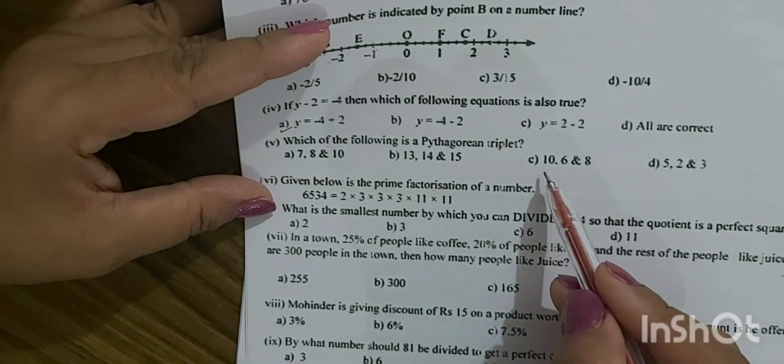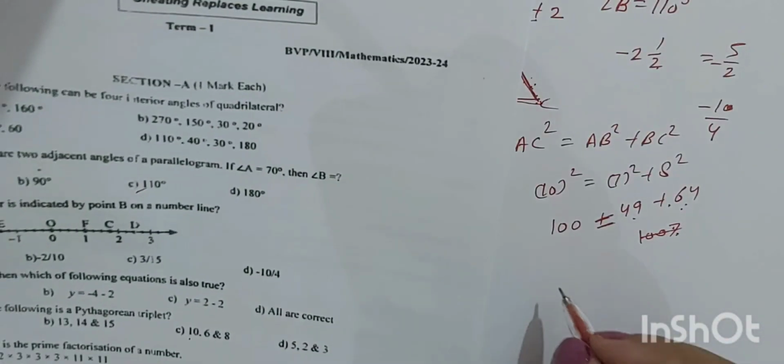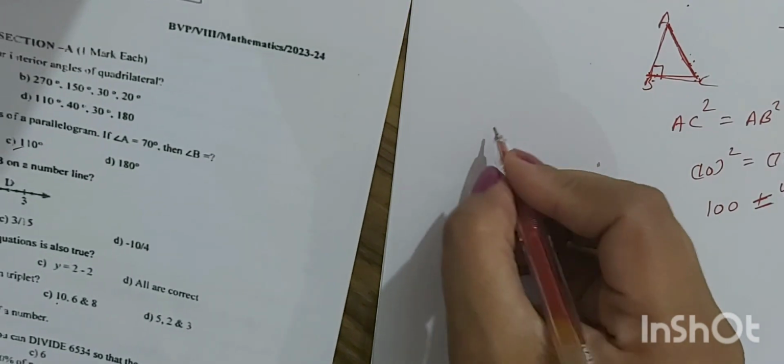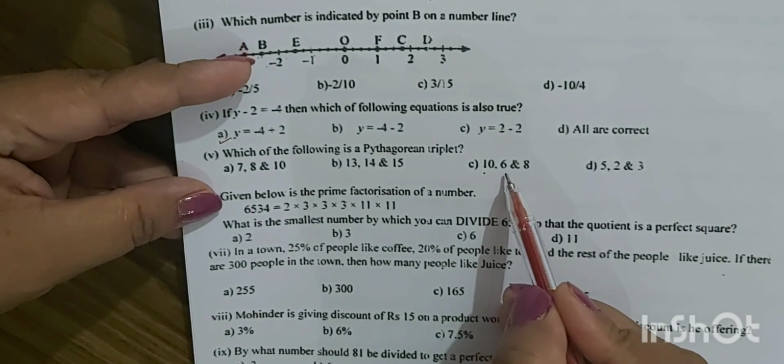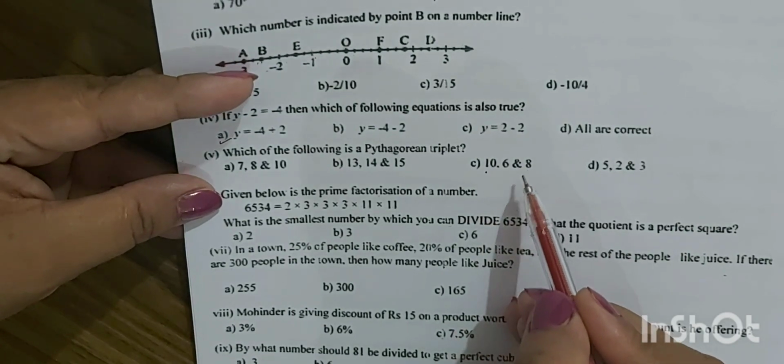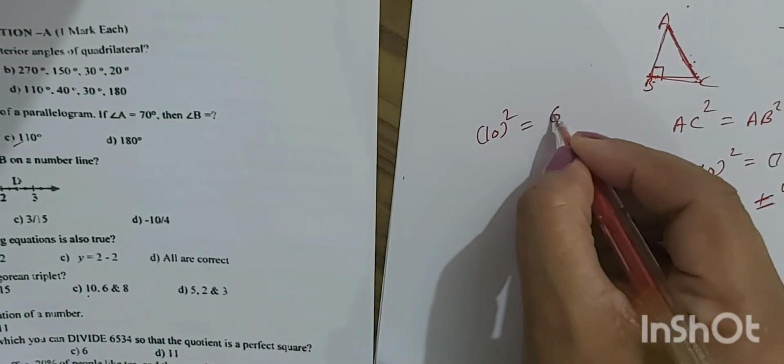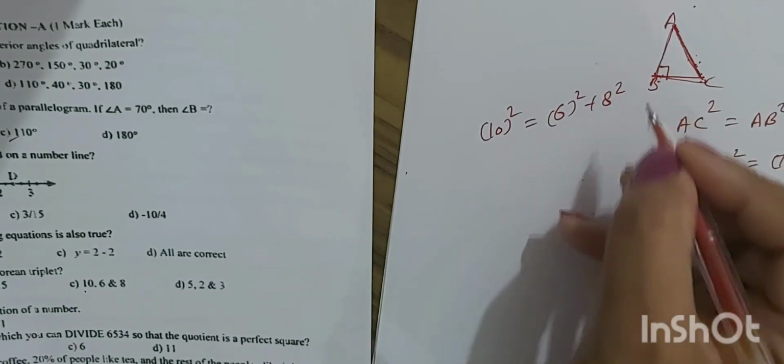Now come to option C. Check it. The longest side is 10, so the square of 10 should be equal to the sum of the squares of 6 and 8. So the square of 10 equals the square of 6 plus the square of 8.